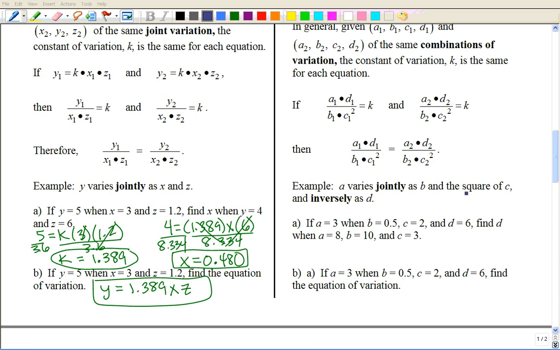A varies jointly as B in the square of C and inversely as D. So if we were to set that up, we'll have A equals, and then the K always goes right after that. Jointly is B in the square of C, so I'll have B and C squared. And then inversely is D, so that means the D will go on the bottom. All right, so if A is 3, when, again, we're going to be looking for that K value, B is 0.5, C is 2, but then we're going to square that, and D is 6.